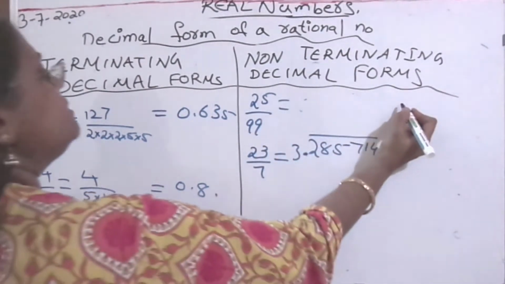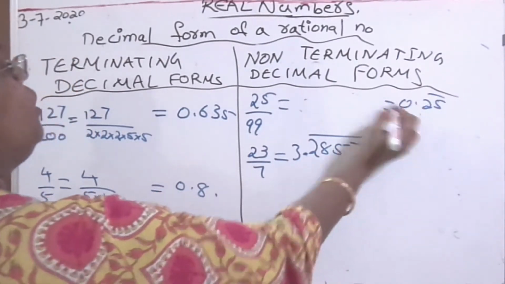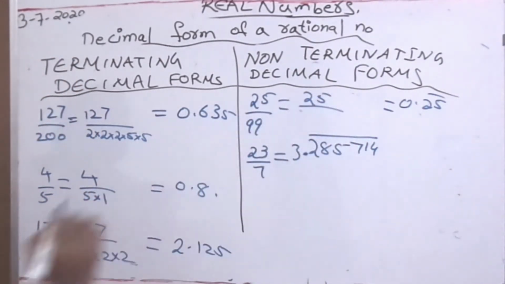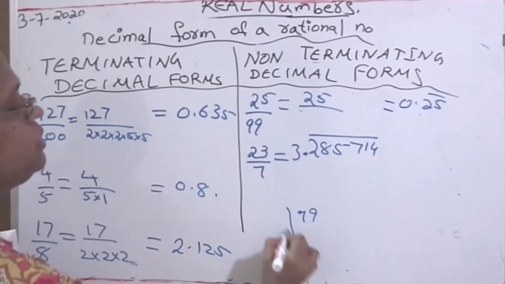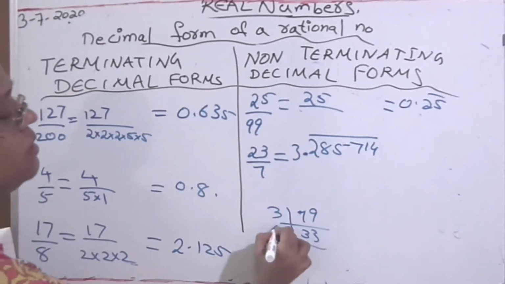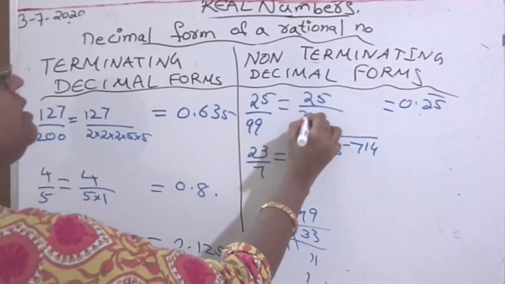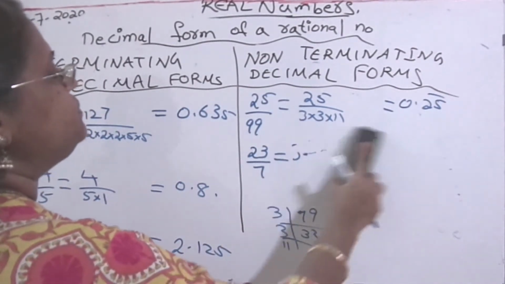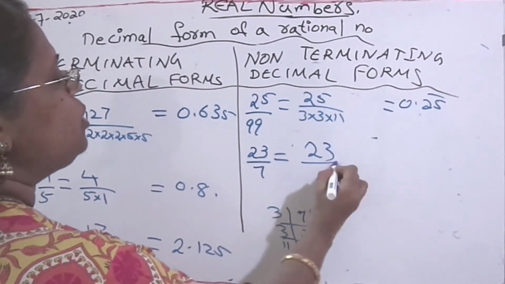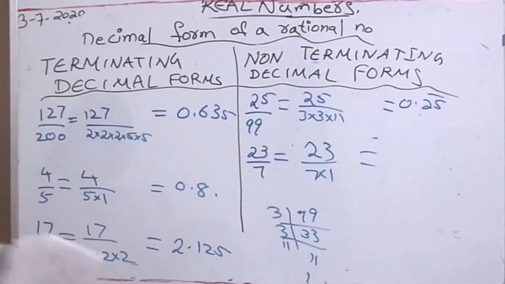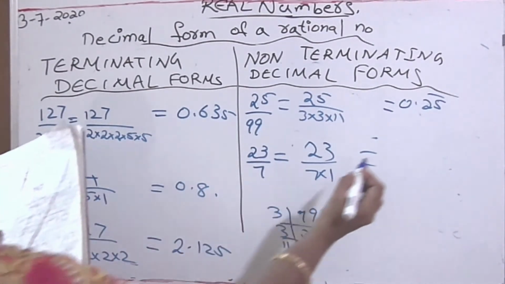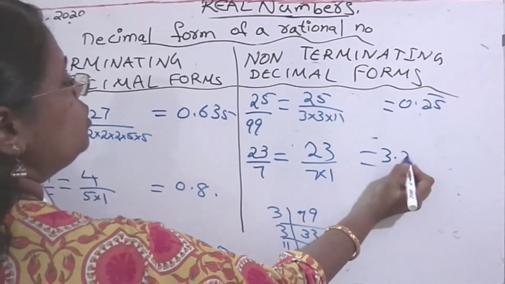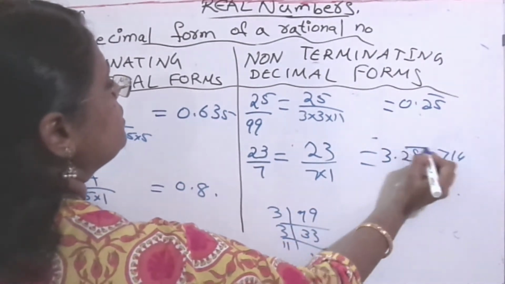Let me write this a little on that side. 0.25 recurring. Okay, here 99. What are the factors of 99? 3 goes in this, no? 3 33s are, 3 11s are, and 11 ones are. 3 into 3 into 11. Okay, and this is a prime factor. 23 upon 7 into 1. What was the answer for this? 23 upon 7 was a big answer. 3.285714. This was non-terminating.